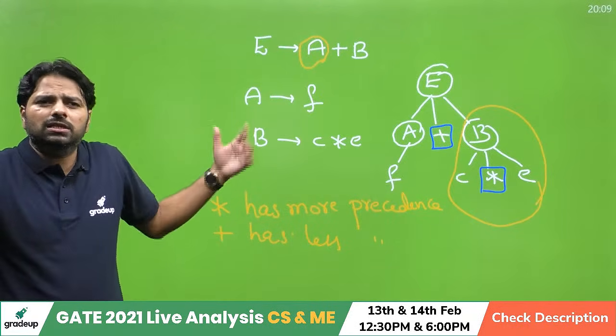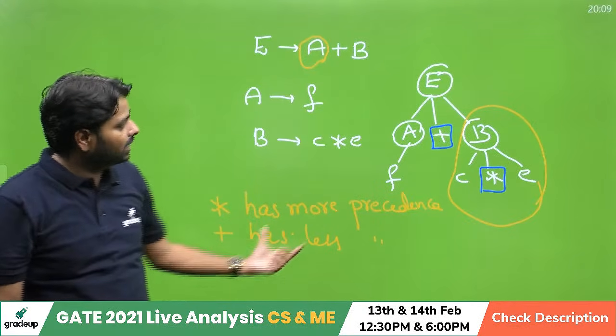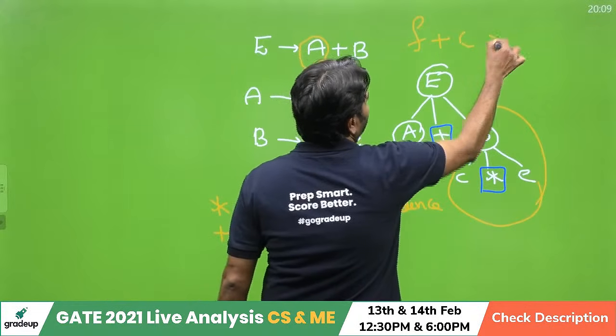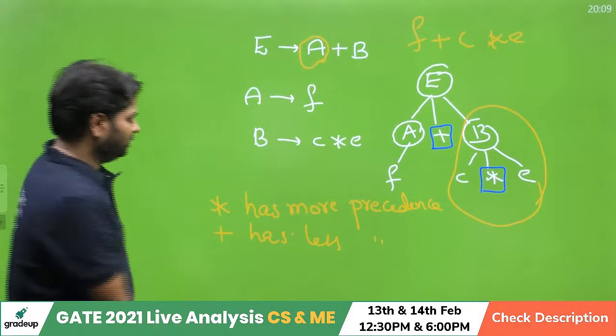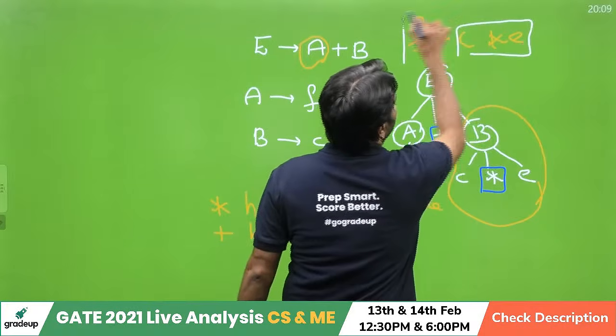Everybody, same answers. The previous example and this example, the answer is the same. The only difference is here the star comes after plus. If you write the example, F plus C star E. In the previous one, the star comes before plus. Here this is evaluated first, then this one.